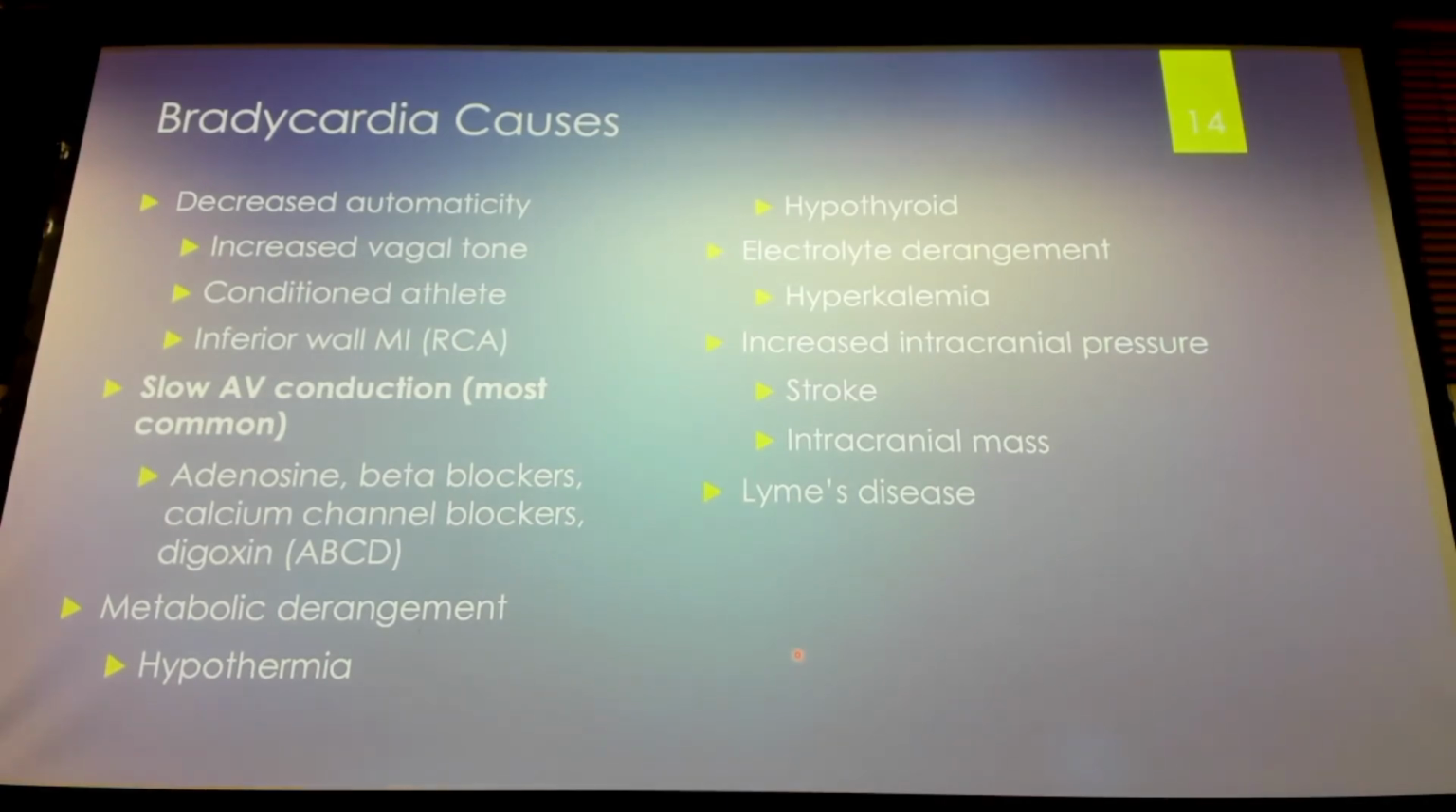It could be a metabolic cause, like hypothermia or even hypothyroid. Okay? Hypothyroid, myxedema coma. These patients with myxedema coma, or just myxedema, can come in with heart rates in the 20s and 30s and not coming specifically from the ventricle. Electrolyte derangement, primarily hyperkalemia, can cause bradycardia. And then anything that causes increased intracranial pressure, like a stroke or an intracranial mass, is going to affect the parasympathetic system, and that can cause bradycardia.